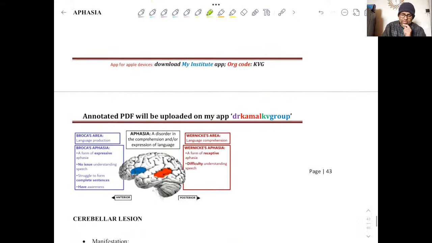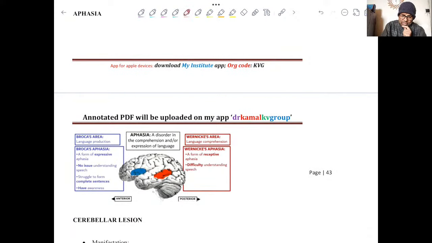Then an important part is aphasia, which can affect the motor area, that is Broca's area, or it can affect the sensory area, that is Wernicke's area. Now sensory aphasia is when the patient is not able to understand what is being asked, but whatever he says, he says it very fluently. So in sensory aphasia, we can write it in two terms. One is fluency, and second is relatedness to question. Clear?